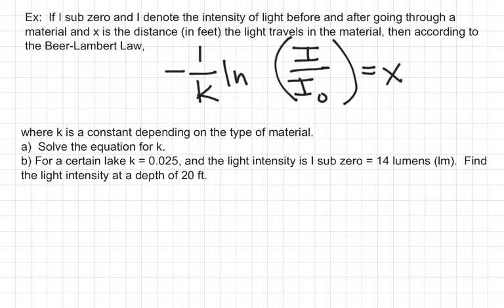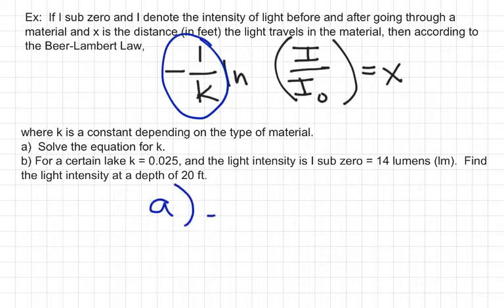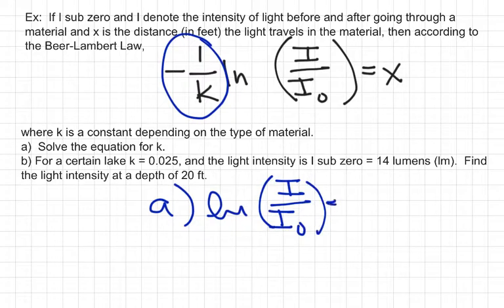I want to first solve this equation for k. Now, in order to do that, the first thing that I'm going to do is notice that this is a fraction. And the easiest way to get that k out of the denominator is to multiply the other side of the equation by the reciprocal of negative 1 over k, which is negative k over 1. So I'm going to get negative k over 1 times x.